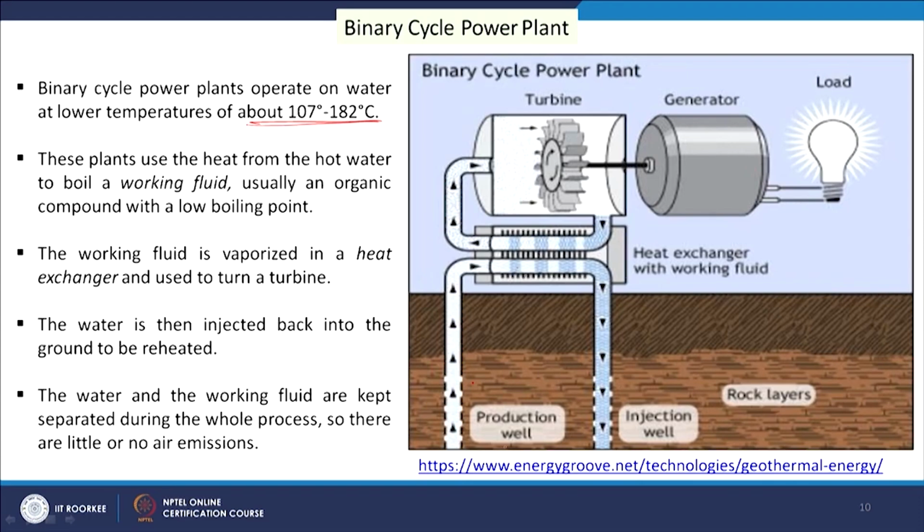So, this is one mode of electricity production in a geothermal power plant, and this is called the binary cycle power plant.